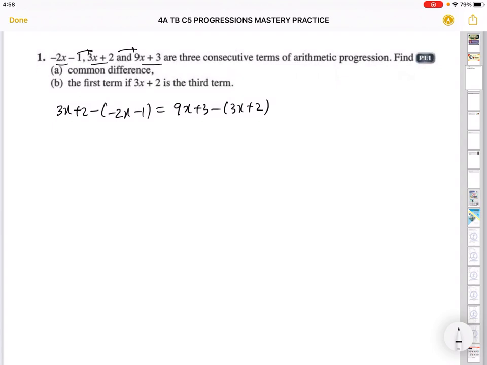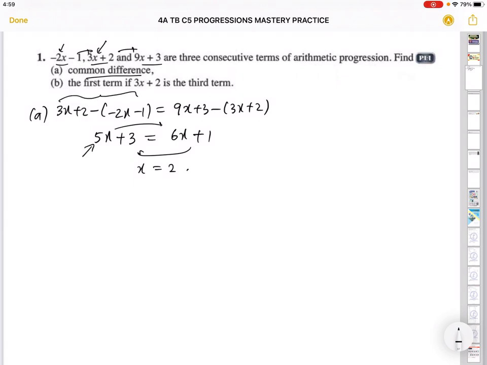Now here 3 minus 2x is going to give us 5x, 2 minus 1 is going to give us 3, and we can write 9 minus 3x is 9x minus 3x is just 6x, 3 minus 2 is just 1. To solve for x, I just bring this over, x is just 2. But we haven't answered the question yet, because the question wants us to find the common difference. I know a lot of people substitute in here and then find the first term, second term and subtract. No, you don't have to do that, because we already know that when you take T2 minus T1, this value here is actually your common difference.